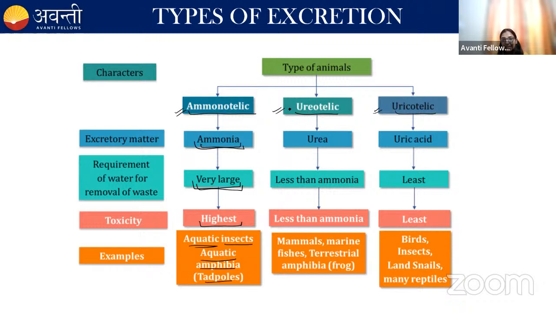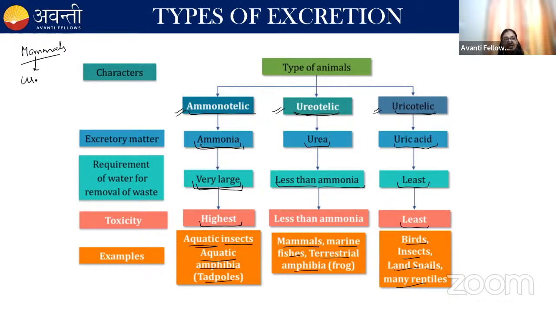Second is ureotelic. The excretory product is urea, that is why they are ureotelic. Urea requires less water as compared to ammonia, and is less toxic than ammonia. Mostly mammals, marine fishes, and terrestrial amphibians are ureotelic. Now, uricotelic: the excretory waste is uric acid. It requires the least amount of water, very little, and is least toxic. These are found in birds, insects, land snails, and many reptiles. They are uricotelic. There's one more point in mammals.